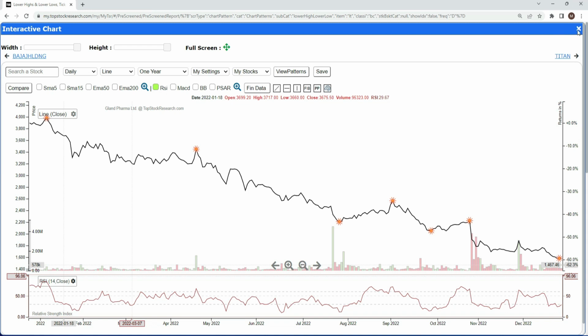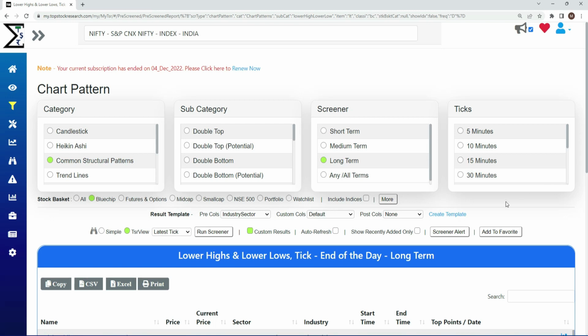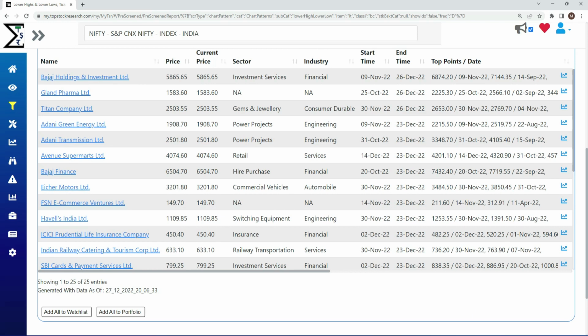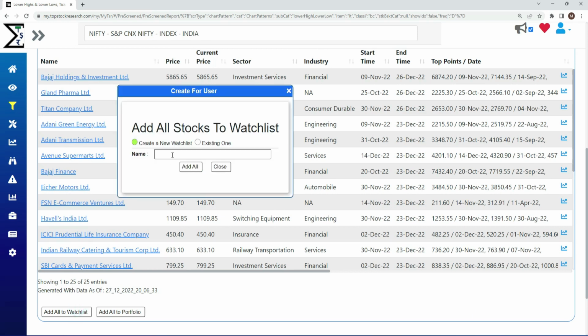Okay, how do you do that? You create a watch list. Where I was, we add all the stocks to a watch list. We'll say demo, 27th December.